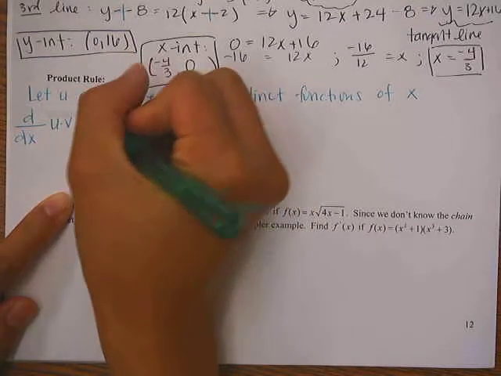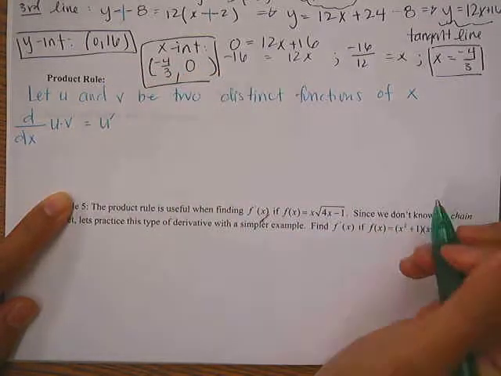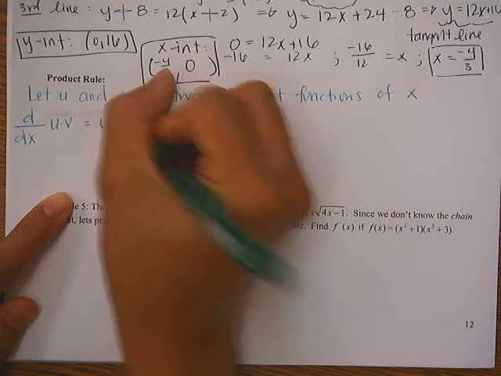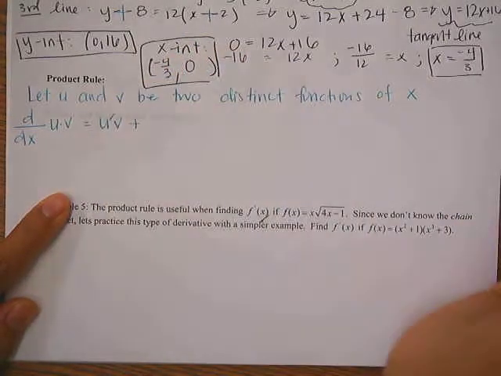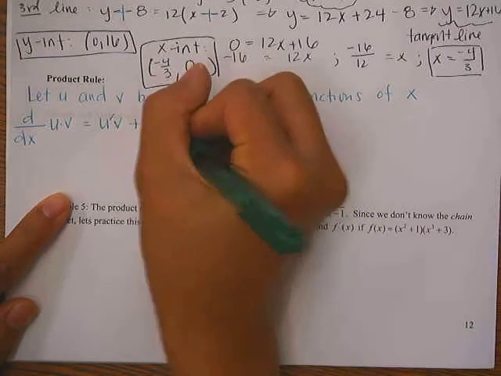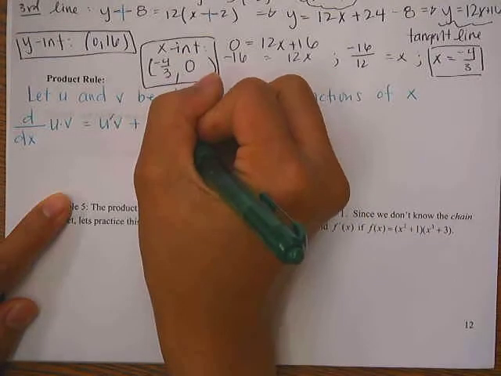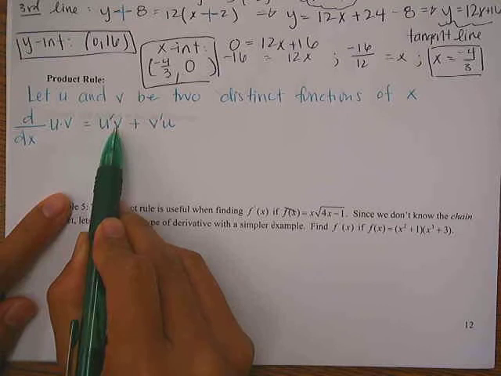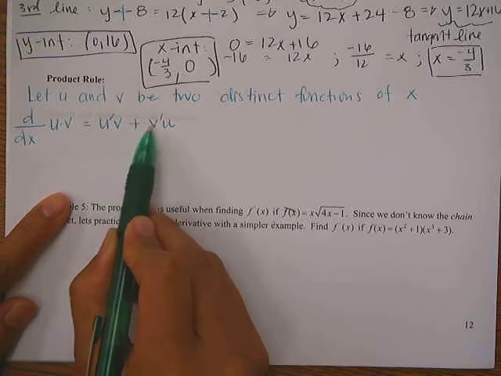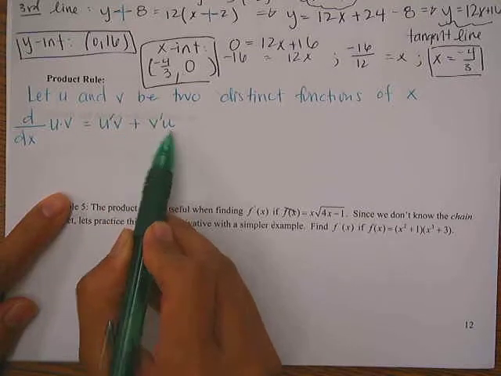We would have to first take the derivative of the first one, multiply it by the second function of v. Then we're going to add it to the derivative of the second, multiplied by the first. So take the derivative of the first function, multiply it by the second, add it to the derivative of the second, multiplied by the first.